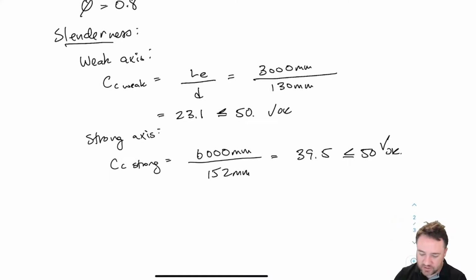Since we're talking about Glulam, I only have to continue with the one that's worse here. So I have CC strong as the worst one. That's the one that I'm going to use to calculate my KC. Now, again, that does not apply for lumber design. For lumber design, I have to go through and check both.